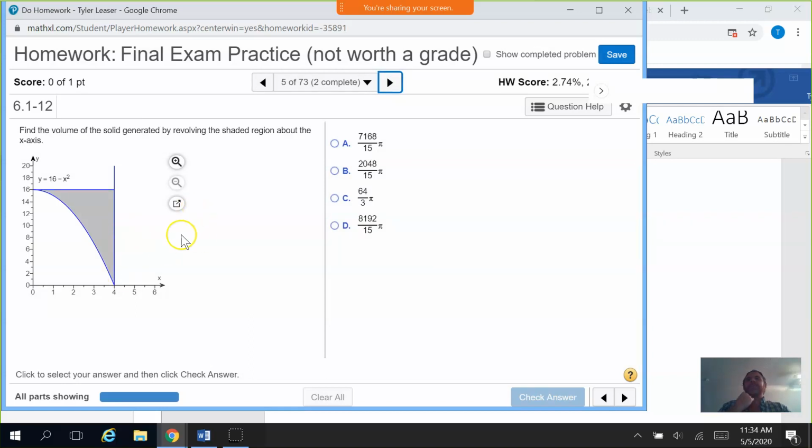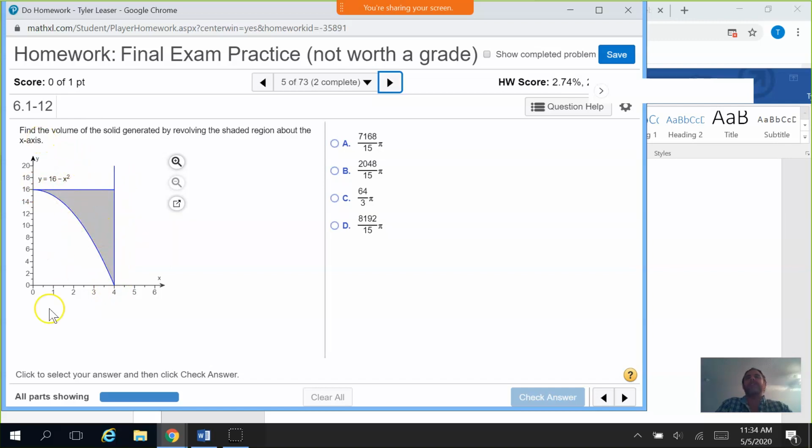Here's a good one. So here, this would be a washer method one. Find the volume of the solid generated by revolving the shaded region about the x-axis. So we have our parabola. That parabola is the 16 minus x squared. We have this horizontal line and this vertical line making our shape, our area.